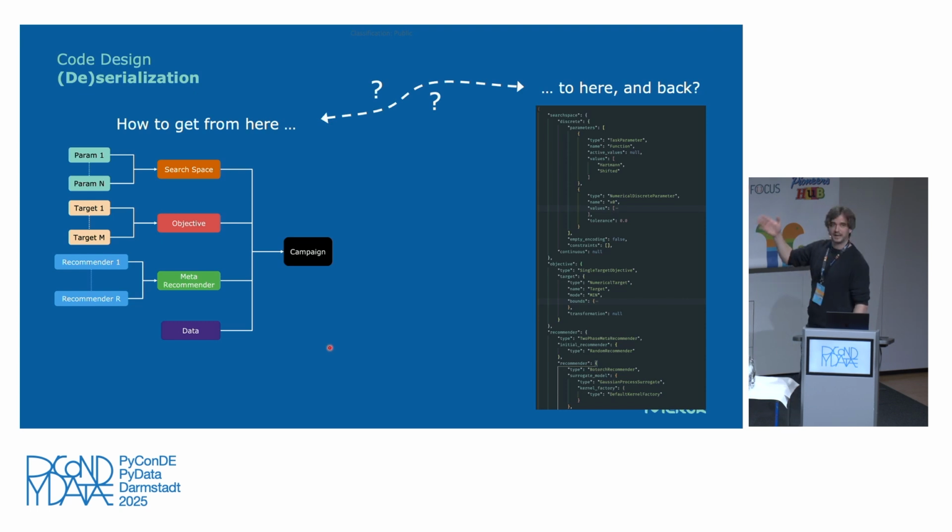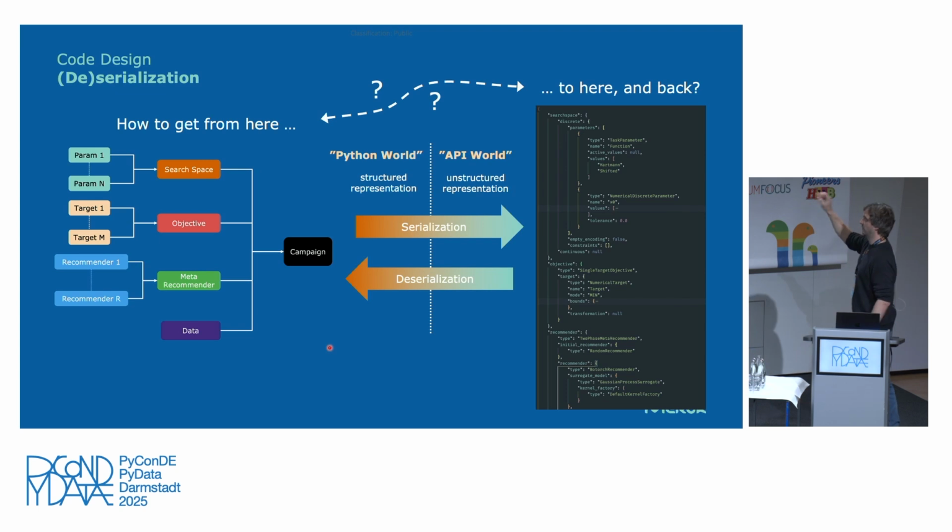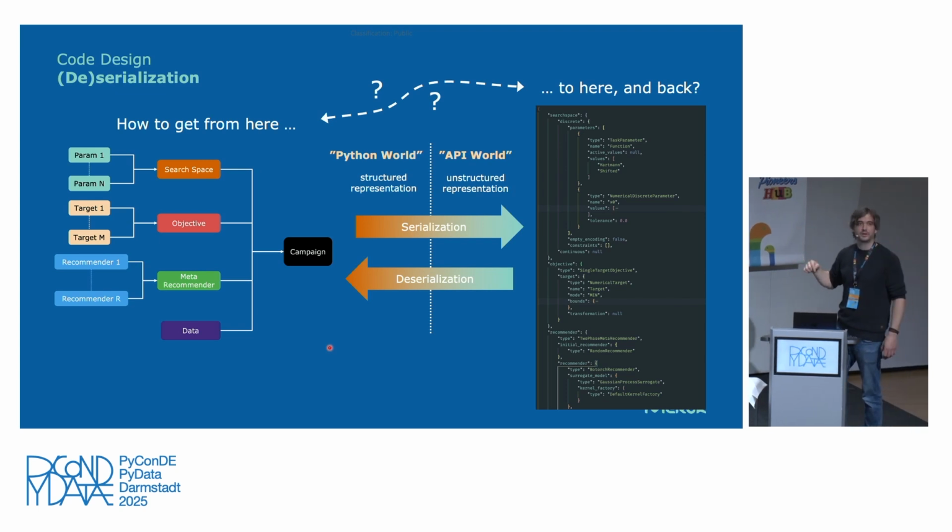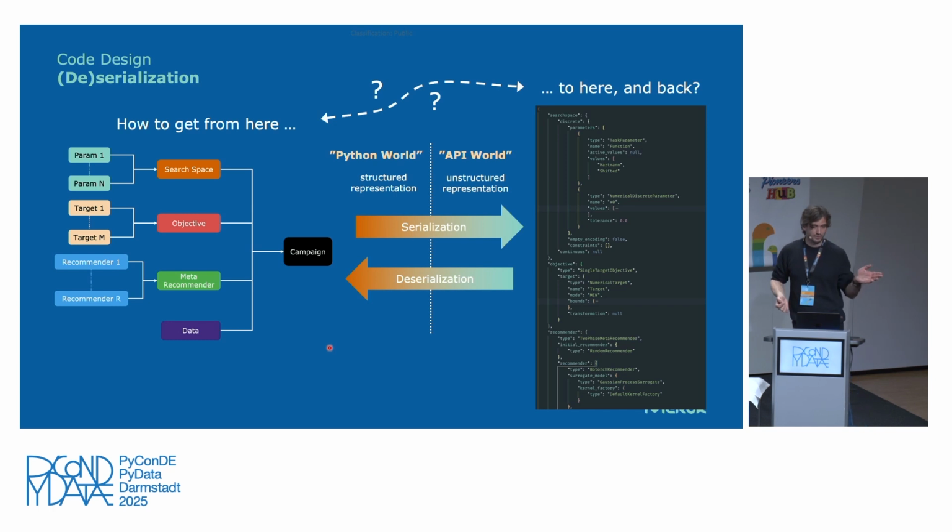Well, but how do we get from that Python world now to the right side, where we can convert this to a JSON config back and forth, which is needed if we want to run this behind an API, which in fact we do at Merck. Of course, we have not just built the BayBE tool itself, but we have an API that also handles all these requests coming from the users.